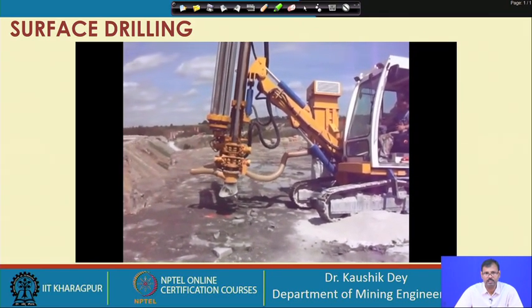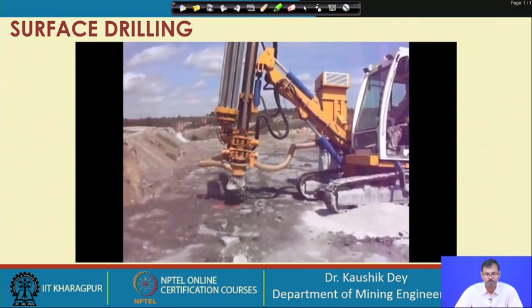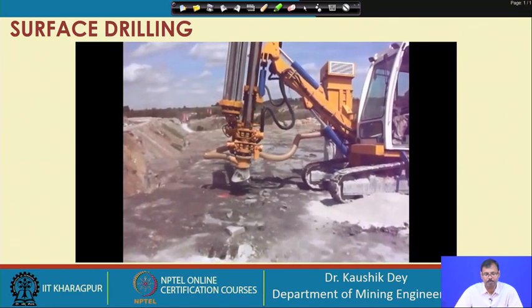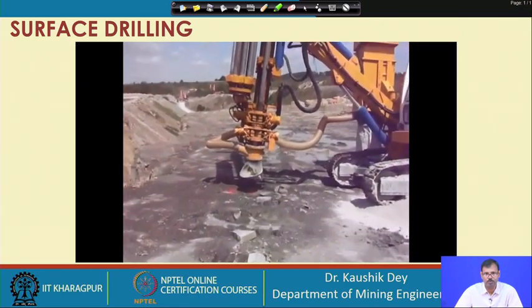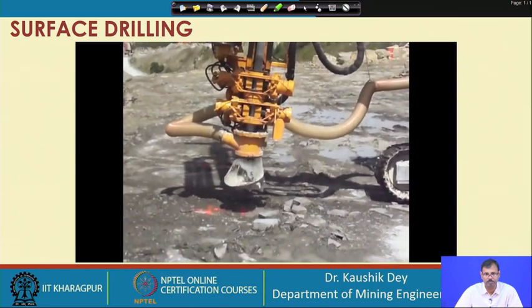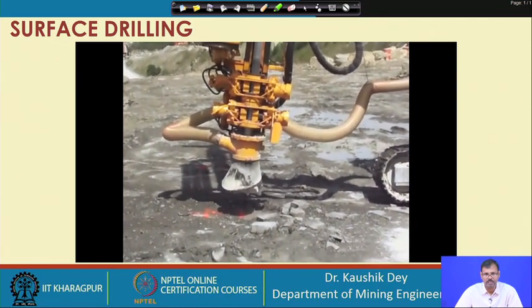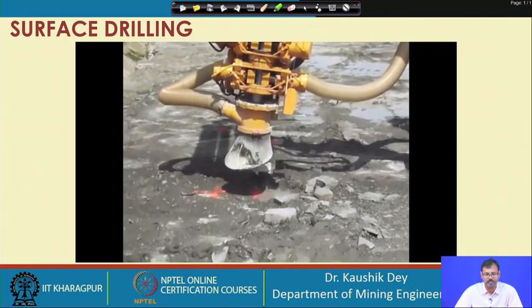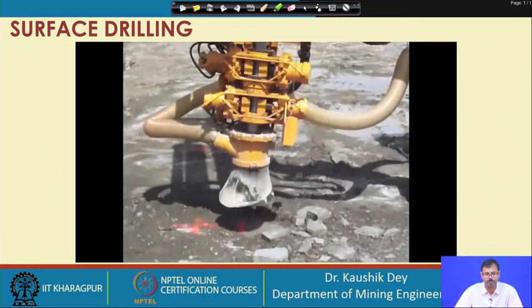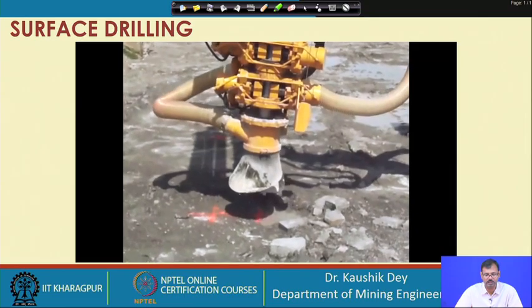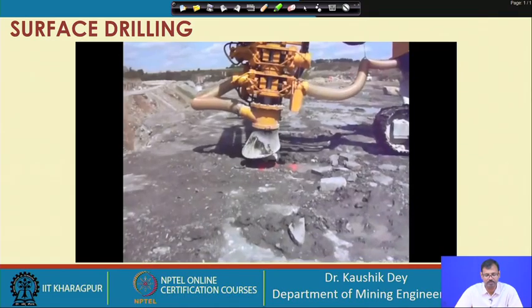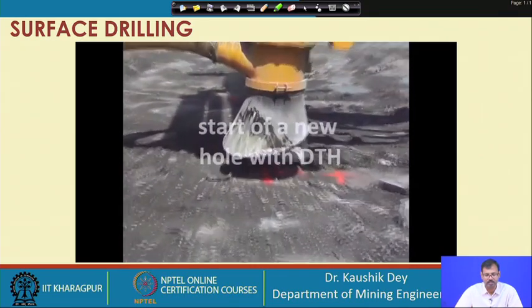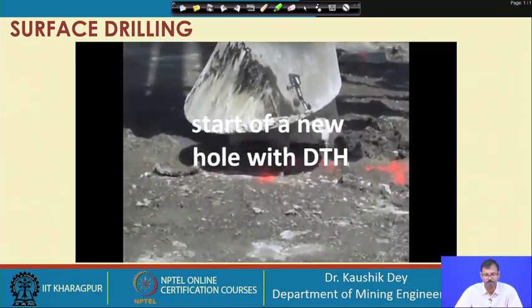We are carrying out the drilling vertically, and the excavations are generally carried out in benches. That means a number of slabs are created vertically, which are called benches. Benches are basically the rock slabs, and the drilling is carried out on the bench itself. So, basically surface drilling is carried out on the bench. You can see the mark is given and the drill rod is kept almost vertically.